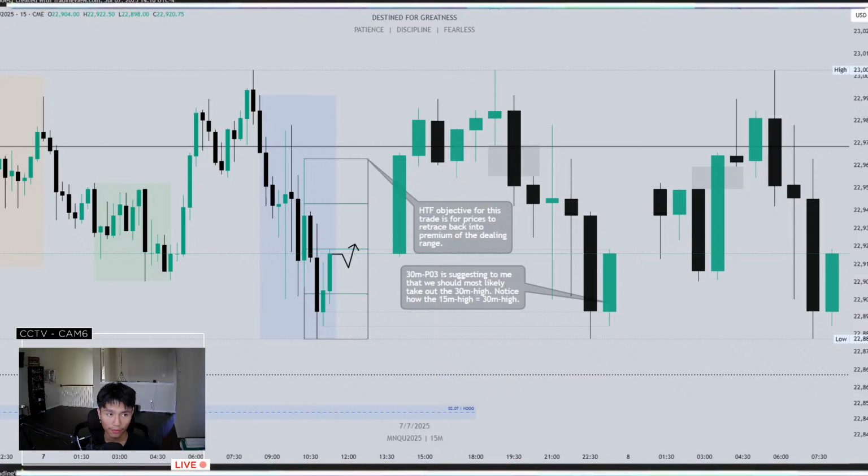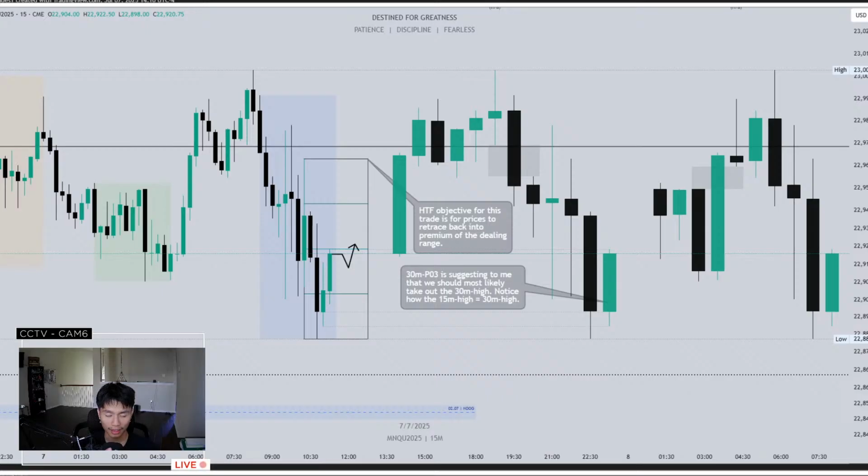But if we zoom into the 15-minute time frame, I also noticed that the 15-minute high is the same high as the 30-minute high. This is something that I've picked up on after watching and reviewing prices for so long: if the 15-minute high in this case is the same high as the 30-minute high, then I can make the assumption that we should take out the 30-minute objective within the next 15 minutes, if that made sense, right?